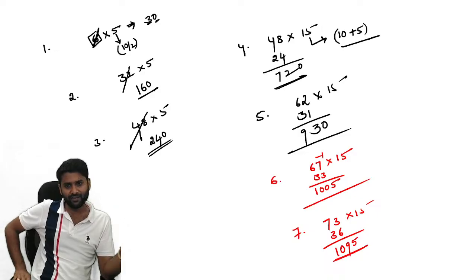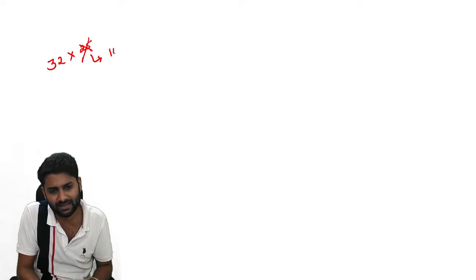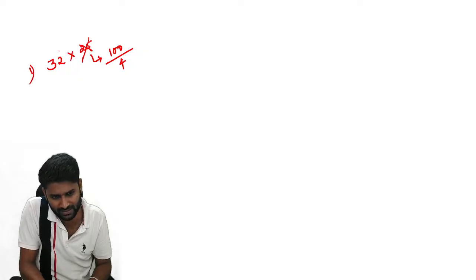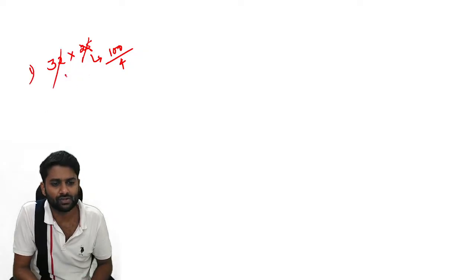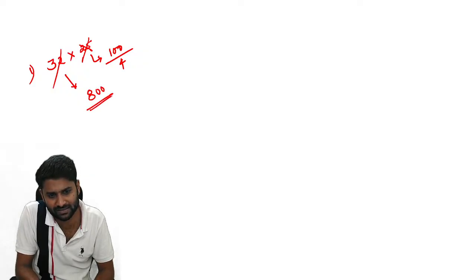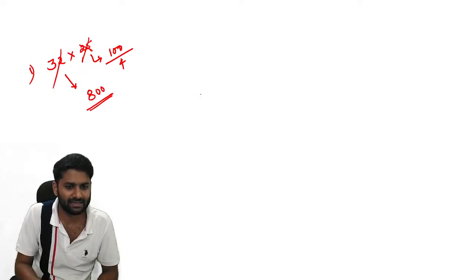It's all about the 15s. We are done with the 5. We are done with the 15. Let's talk about 25. If 32 is multiplied with 25, let's convert these in your mind. So 25 I can split as 100 by 4. It means whatever the number you consider, divide by 4. So 32 divided by 4 is 8, multiplied with 100. Then the resultant is 800.